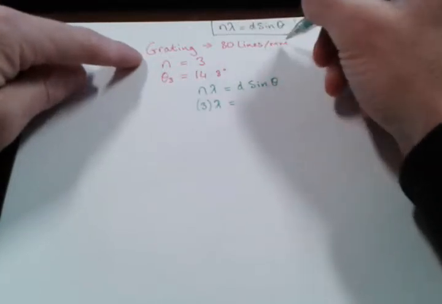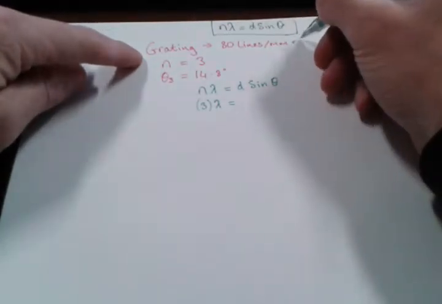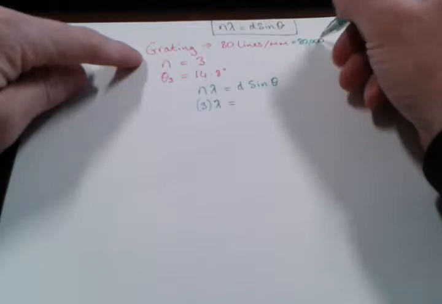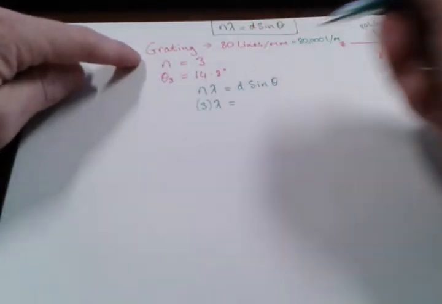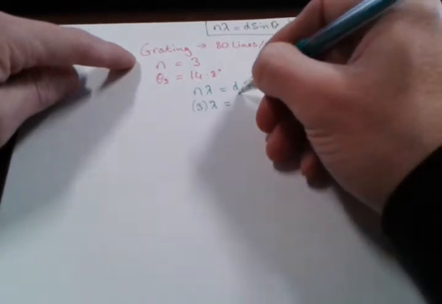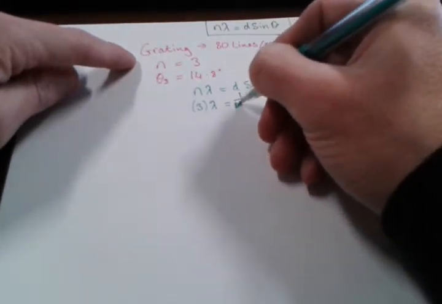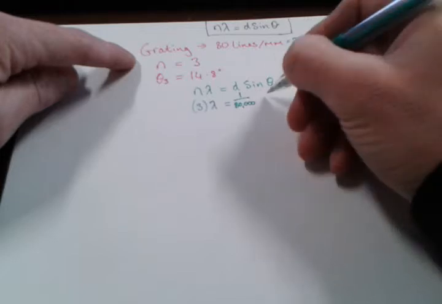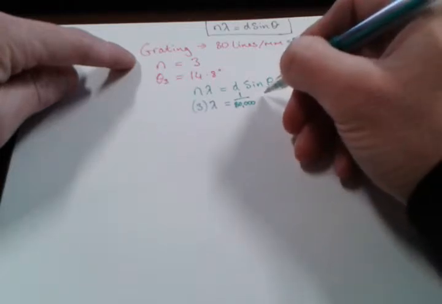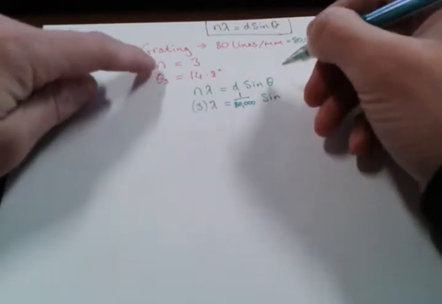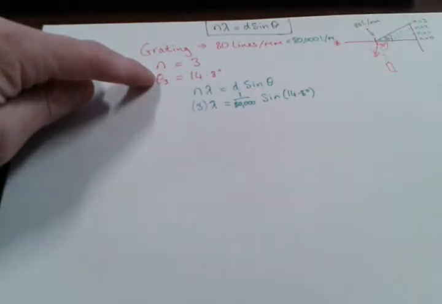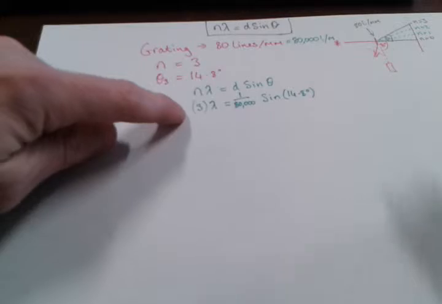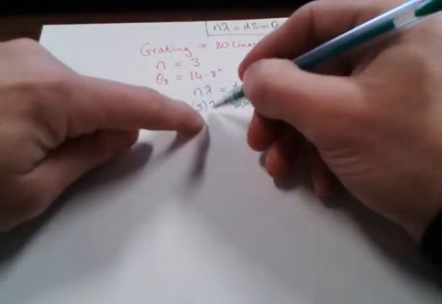You have to remember that this is 80,000 lines per meter, and then you do 1 over that to get what you get in here for d. So this is 1 over 80,000, right? And then sine of 14.8 degrees. Now, these are the bits of information given in the question. So we're just trying to figure out what the wavelength is first.